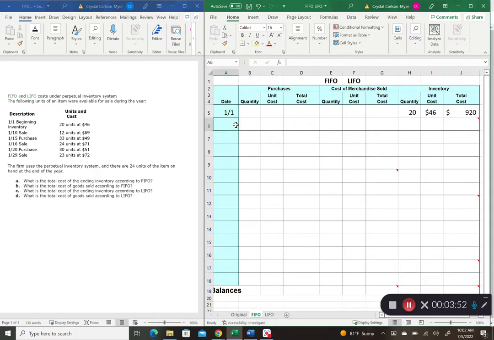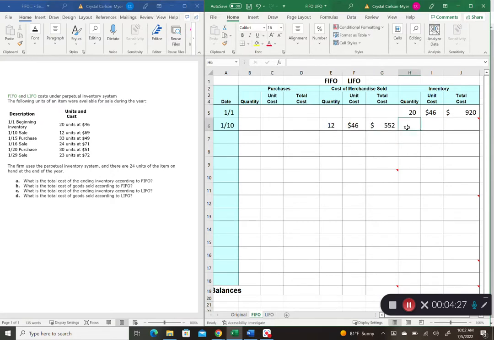Then we made a sale on January 10th. According to first in, first out, the first units you brought in are going to be the first ones that were sold. We only have one inventory cost layer here, so we're going to pull 12 units out of our 20 units that cost us $46. So I'm going to sell my 12 units. It cost me $46 per unit, and I just multiply those out, 12 times 46.